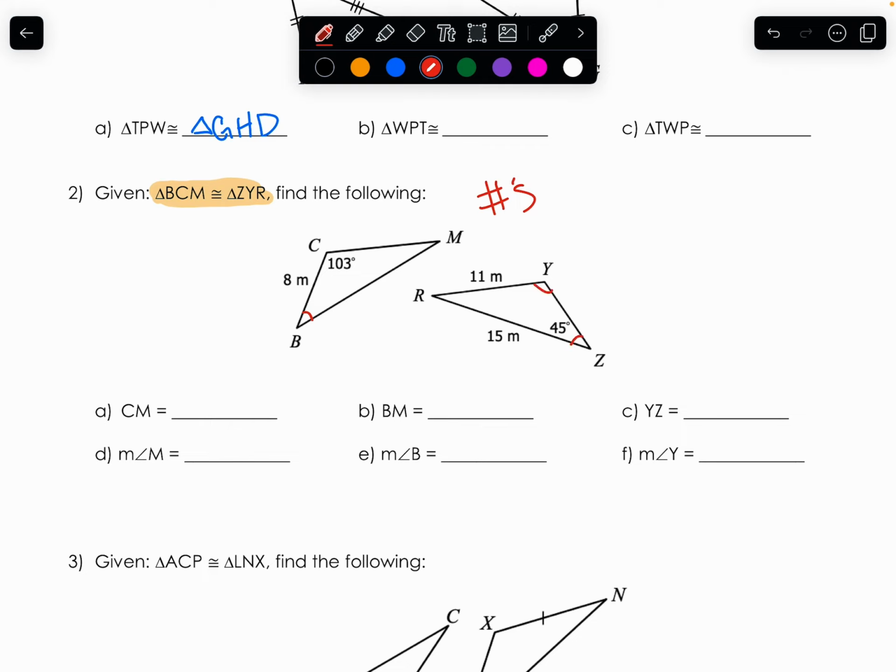B goes with Z, Y goes with C, and M goes with R. And that's it. So make sure all your answers are in numbers. These should all be number answers.